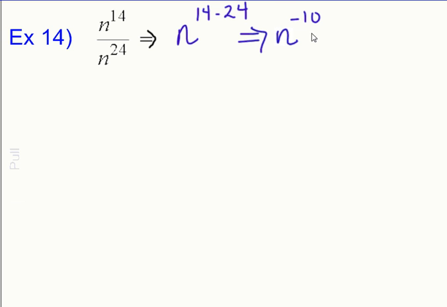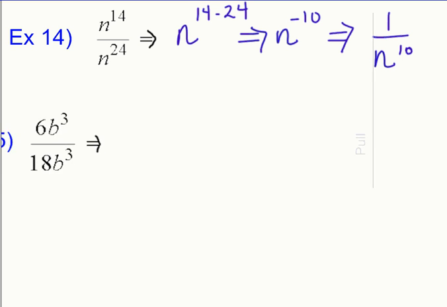Well, since it's negative 10, we cannot leave our answers that have negative exponents. They are not finished yet. So we would have to take the reciprocal of this number and put 1 over n to the 10th. Now we're done. We always want to make sure our answers are in positive exponents.